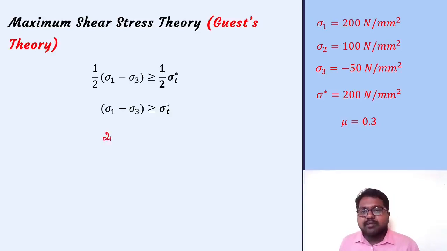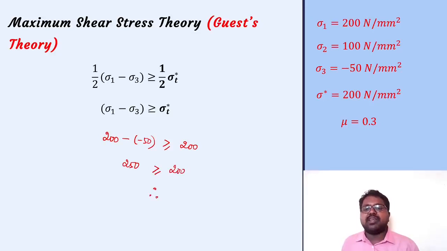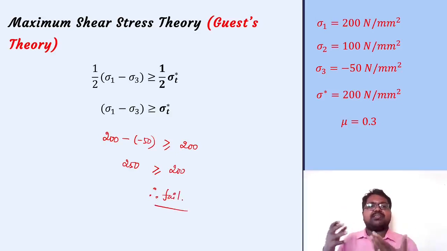Here we have the value of sigma 1 as 200 and sigma 3 as minus 50. So, is it greater than or equal to 200? We got 250 Newton per mm square, which is greater than 200. So according to this theory, the member will fail. So according to the first theory, it is a failure. According to the second theory, yes, it is not going to fail. But according to the third theory, that is the shear stress theory, again the member is going to fail. Now we need to check whether the member is going to fail according to the remaining two theories, or whether it is going to pass.